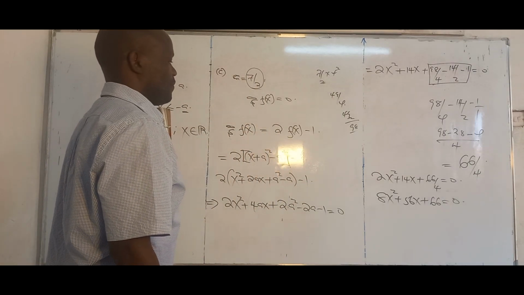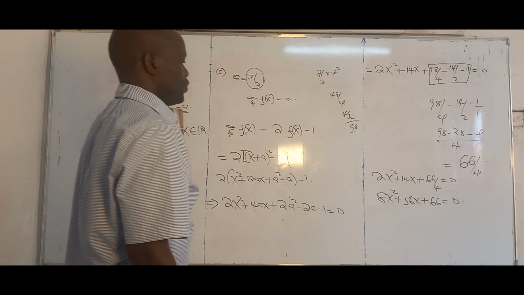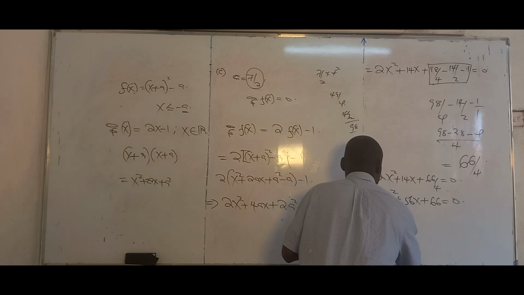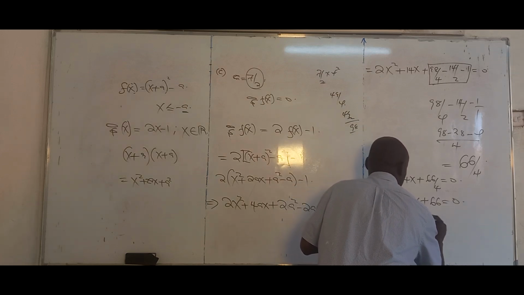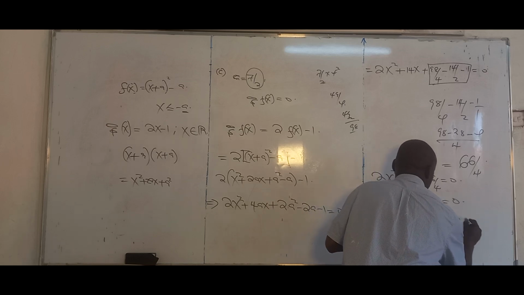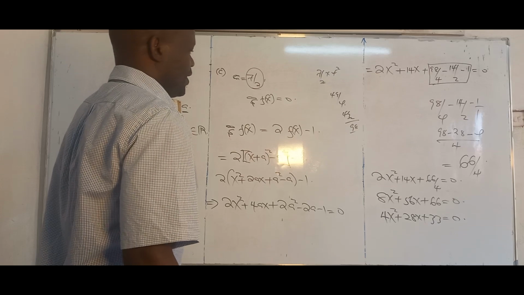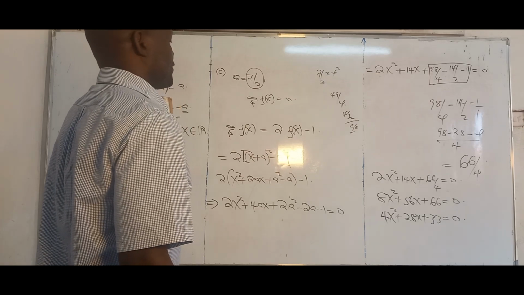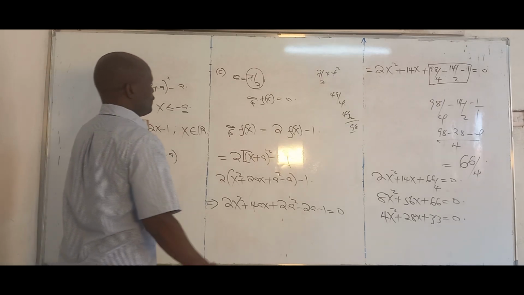So is there a number that can go in all of those? 2 can do. So if 2 does, I'll be having 4x squared plus 28x plus 33 is equal to 0. So that's the farthest I can go. Now I need to solve for x.